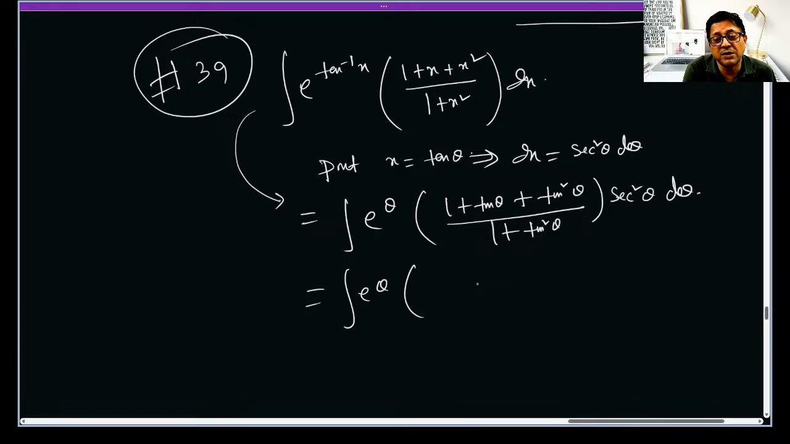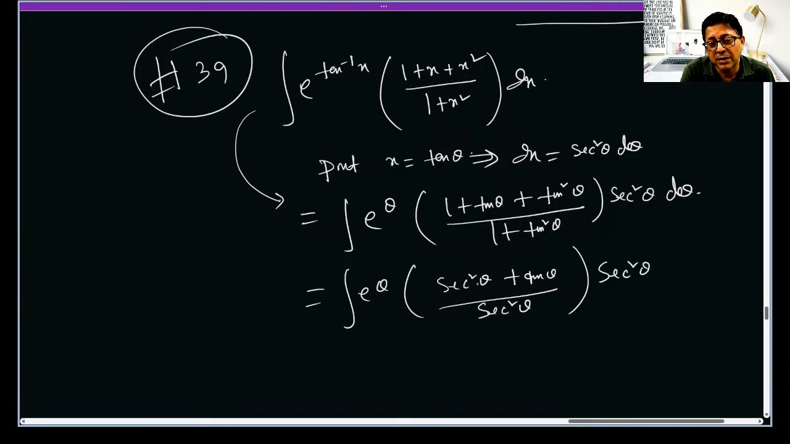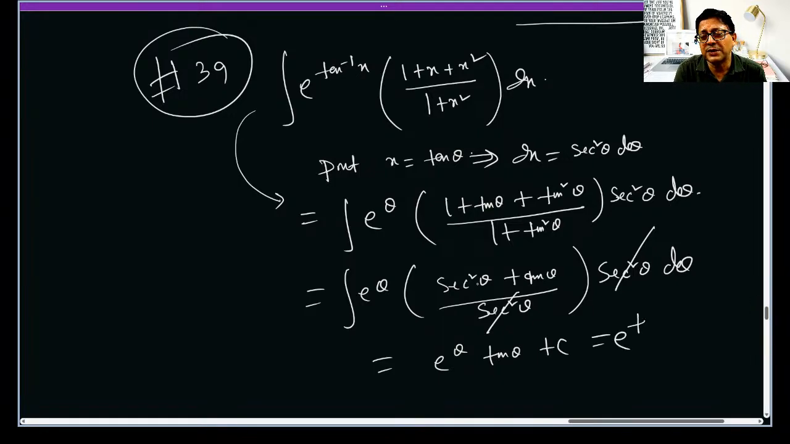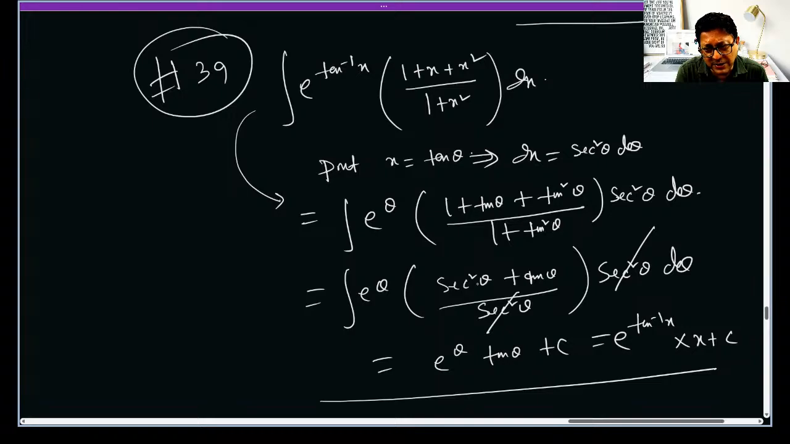So you write 1 plus tan square theta, you separate: sec square theta, tan theta, sec square theta. So easy sum. Looks so difficult. Then it is fx, this is f dash x. So the answer you know very well. So this theta is tan inverse x, into x plus c. Clear?